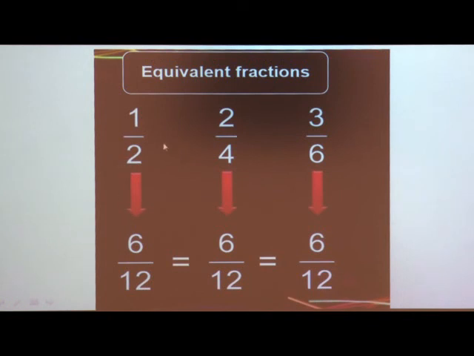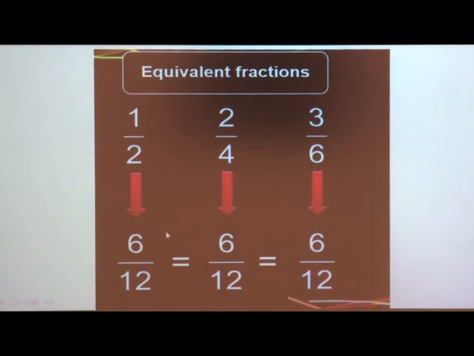Now we will see how to find the equivalent fractions. Here 1 upon 2 is written as 6 upon 12. We get the same fraction 6 upon 12 from 2 upon 4, and from 3 upon 6, which again gives 6 upon 12. Here we have an equal sign, meaning all the fractions are equivalent. The word is equivalent. How to find out?